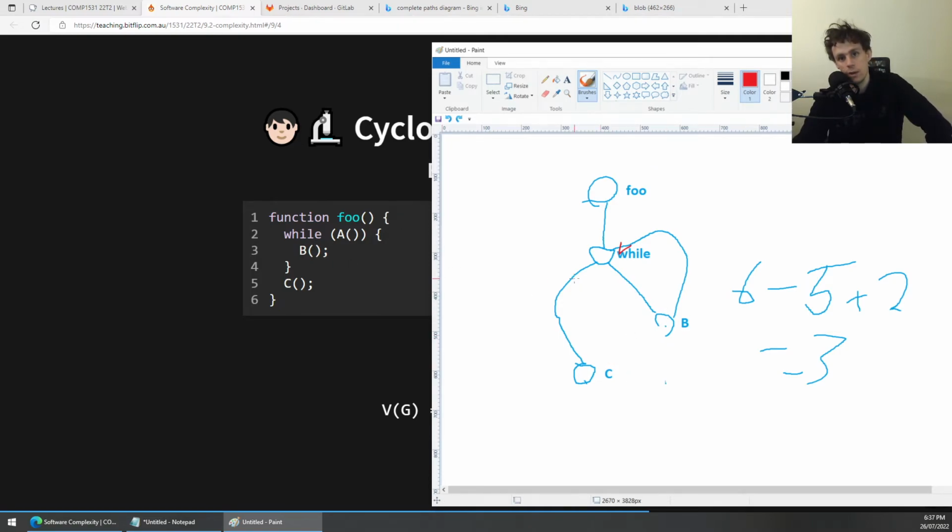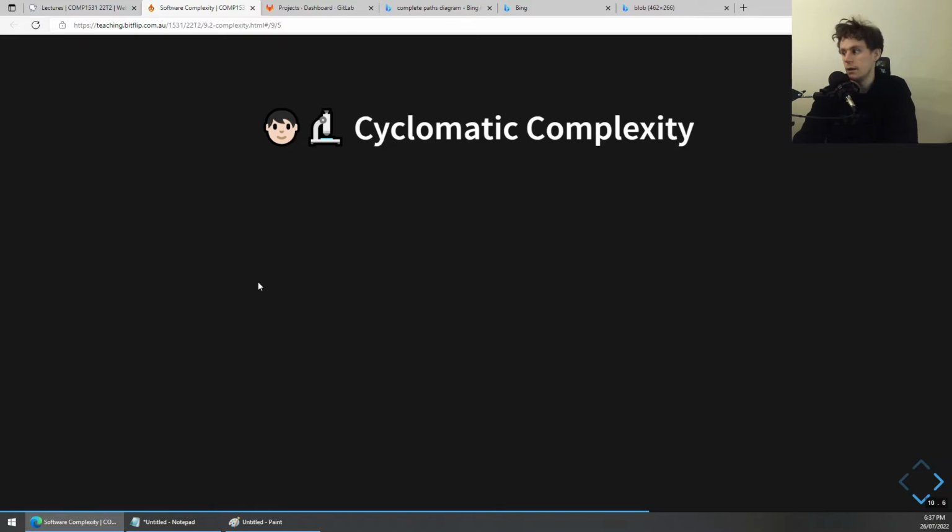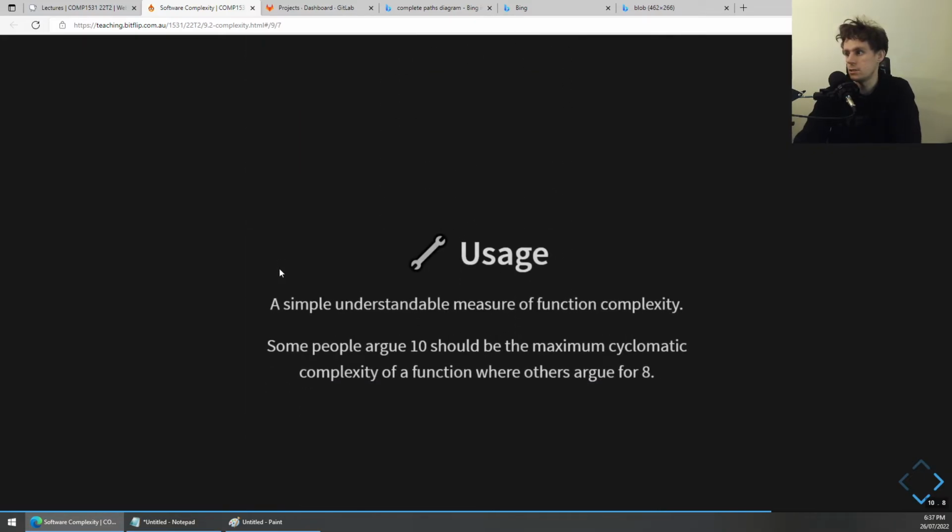When you go to B, you do actually go back to that while loop. And now we have 1, 2, 3, 4 nodes, and we have 1, 2, 3, 4 edges. So we get 4 minus 4 plus 2, which is equal to 2, as you'd expect here. Now, last two examples.